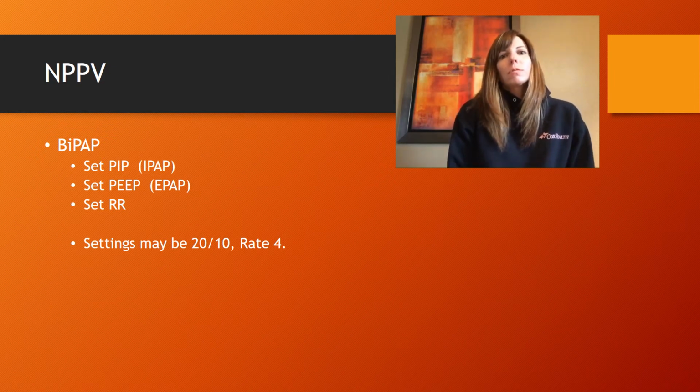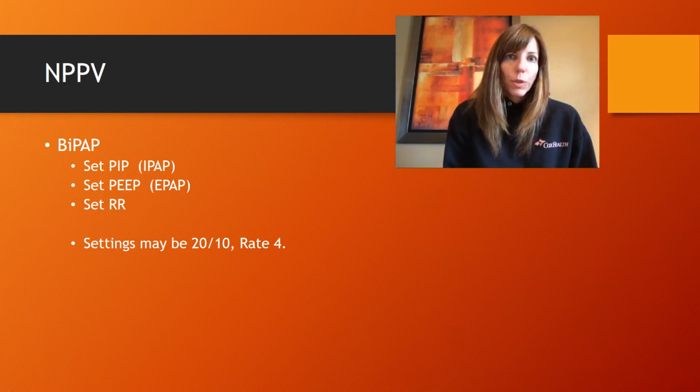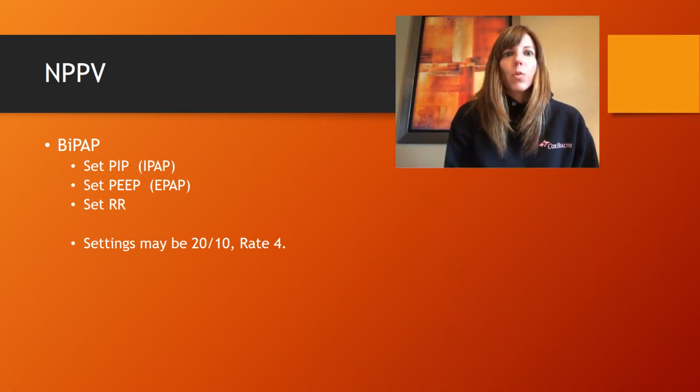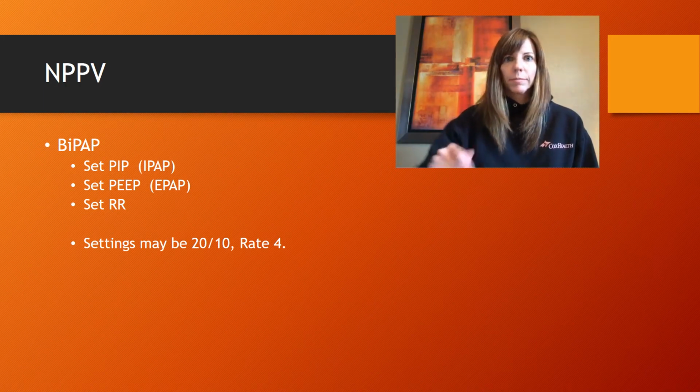So, as this says, you might have settings of 20/10 with a rate of 4, with 20 being your IPAP, 10 being your EPAP, respiratory rate being 4. With 20/10, you're going to have a pressure support of 10, because 20 minus 10 equals 10. That means 10 centimeters of pressure support. And then a rate of 4. Now the patient can breathe over that as many times as they want.